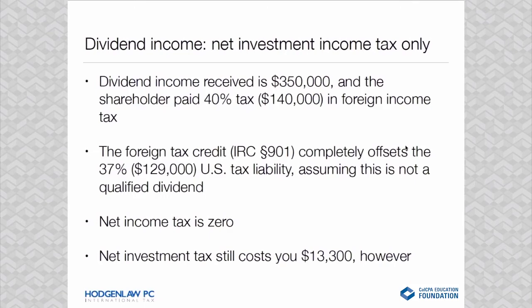There's a typo. And so you've got one netting against the other. The maximum under Section 904 is going to be the U.S. income tax on the dividend, which at 37% is going to be less than the tax paid in the other country at 40%. So the net income tax liability on the U.S. tax return for dividend income included in income is zero. But you're still going to pay the net investment income tax of $13,300 just because that's the way Congress wrote the rules.